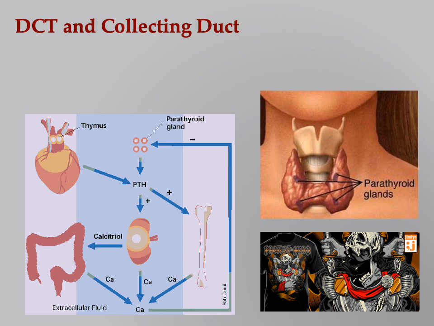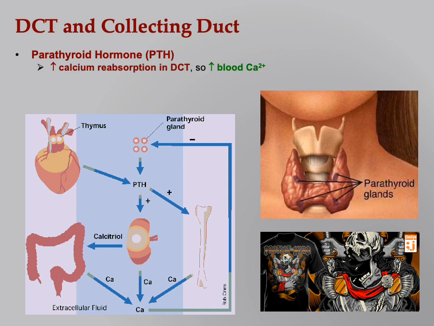Let's talk about still more hormones here in the DCT and in the collecting duct, all right? Parathyroid hormone. We've been talking about this since Bio 201. So remember, what did parathyroid hormone do? Parathyroid hormone stimulated osteoclasts in the bone. And what did they do? They did calcium resorption, which was they basically broke down bone and put the calcium into the blood. So parathyroid hormone raises blood calcium, and it does that by affecting calcium reabsorption in the DCT.